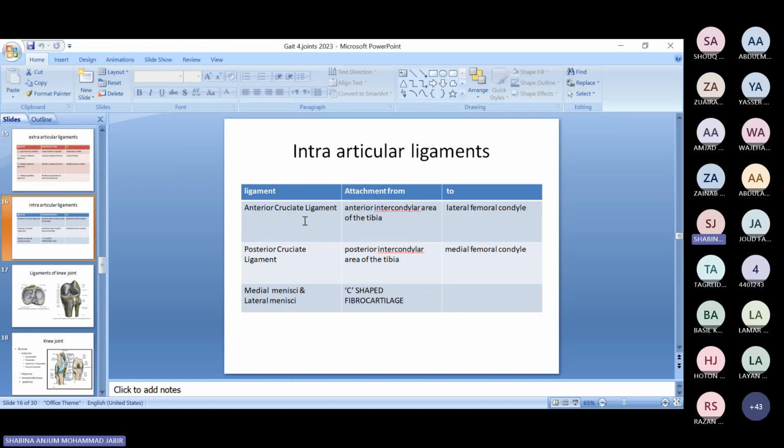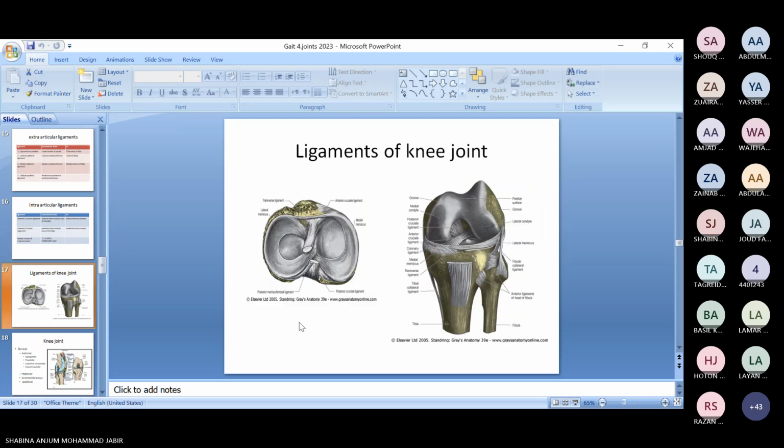Cruciate, crossing each other: anterior and posterior cruciate ligament, and menisci, medial and lateral menisci. So if they ask you what are the intra-articular ligaments of the knee joint, you should know the anterior and posterior cruciate ligament and the medial and lateral meniscus. This is the superior surface of the tibia where you have the menisci.